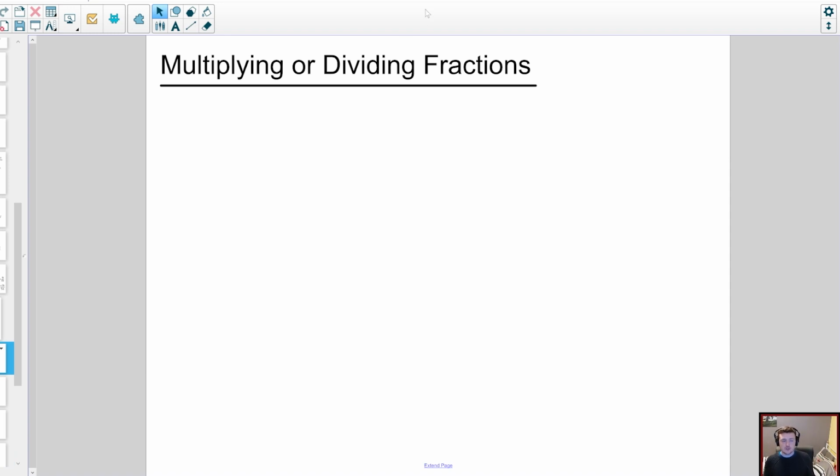Okay, so now a little short thing on multiplying and dividing fractions. It's good to recognise what we're doing here. So multiplying and dividing fractions is actually easier than adding or taking away fractions, as it turns out.